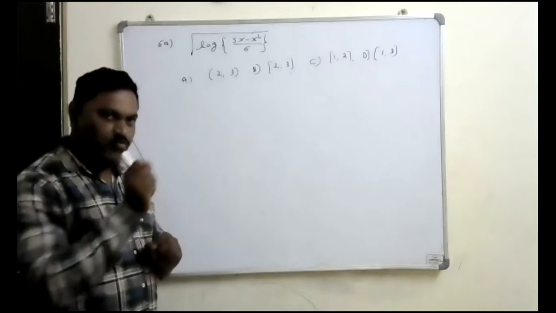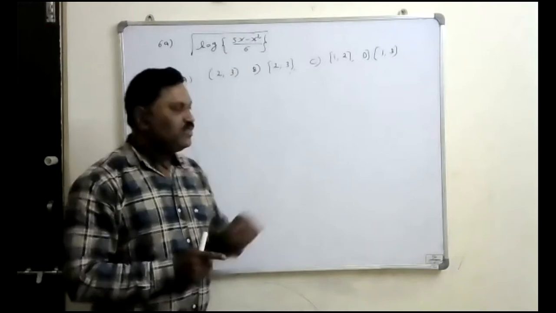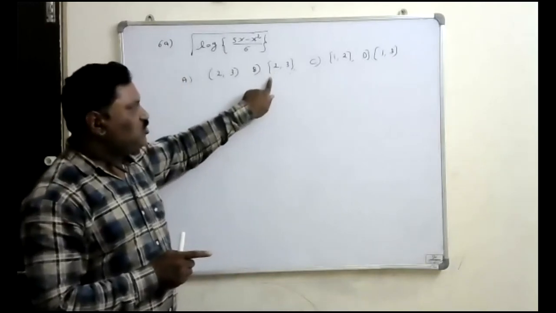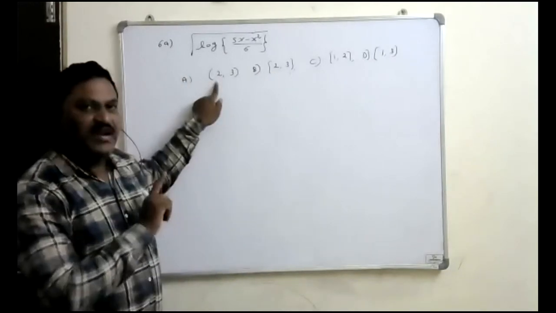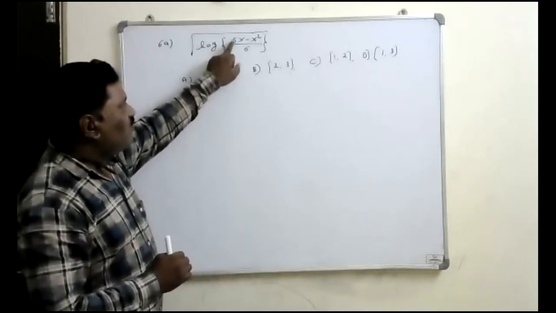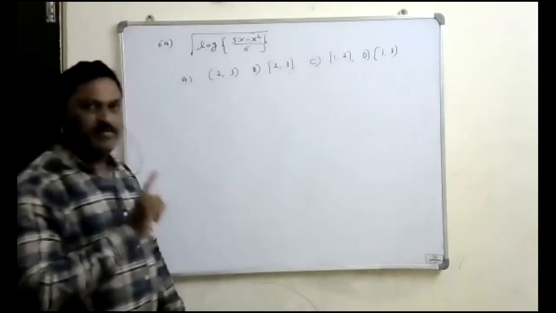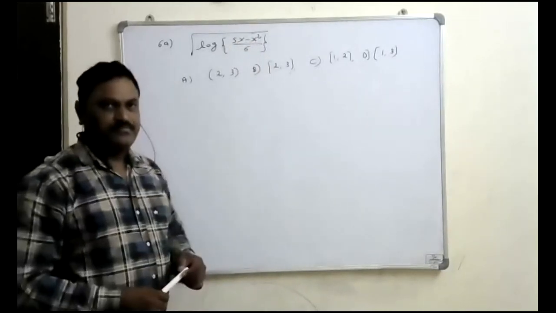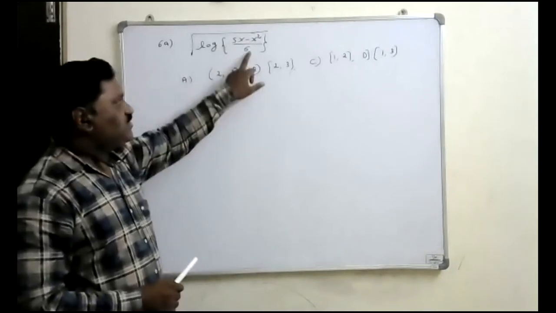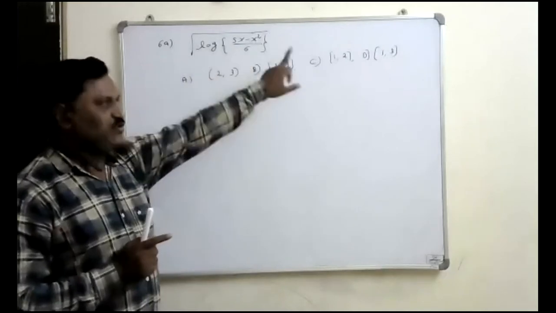That value should lie in one interval, should not lie in another interval. Suppose I take x equal to 2. 2 will be there here because the closed bracket is there. Here open means 2 should not be taken. So I will take x equal to 2. Substitute x equal to 2 there. 5 2s are 10, 10 minus 2 square 4, 10 minus 4, 6. 6 by 6, 1. Log 1 is 0.